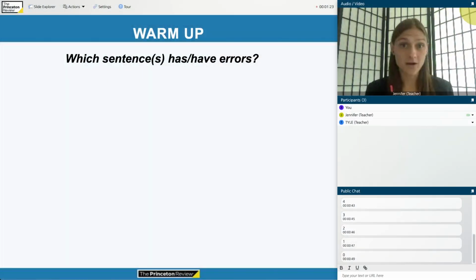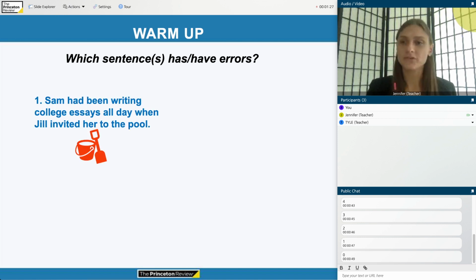So go ahead and grab something to write with, something to write on, and let's take a look at our warm-up questions or sentences. What you're going to do here, label your paper 1 through 4 and mark which sentences you think are right versus wrong. So number 1, Sam had been writing college essays all day when Jill invited her to the pool. I'm not going to say anything else. Mark whether you think it's correct or incorrect.